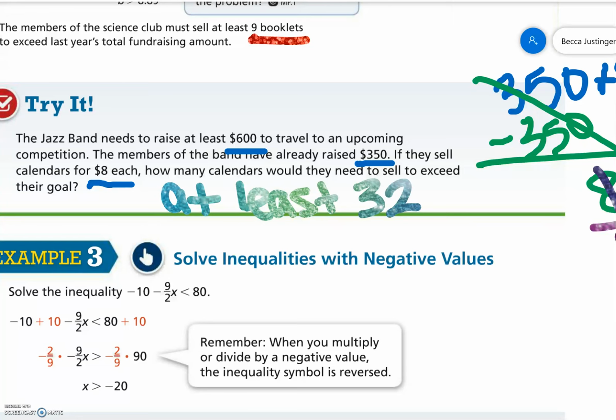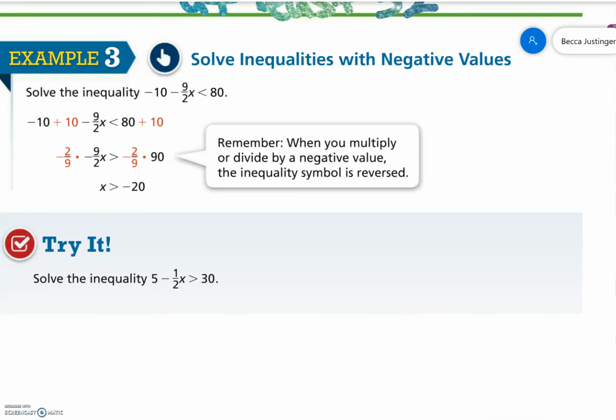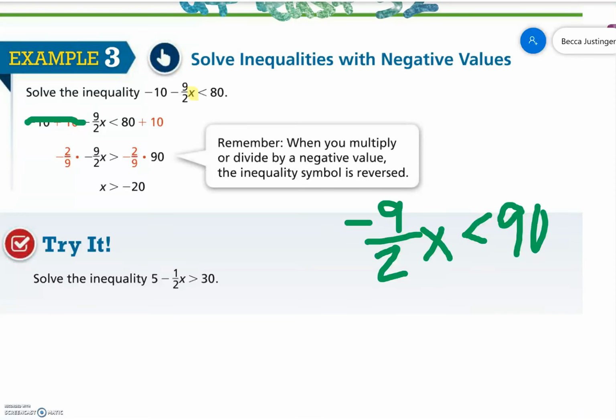All right, last example. Solve inequalities with negative values. So this is going to come in from last lesson. Solve the inequality negative 10 minus 9/2 x is less than 80. So we're trying to get x by itself, so we've got to get rid of the 10 first. We're going to add 10 to both sides because that cancels out on the left. Whatever you do to one side, you have to do to the other. So we get negative 9/2 x is greater than 90.